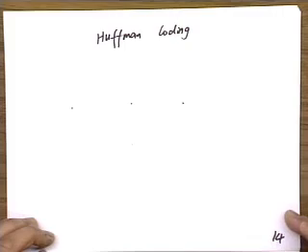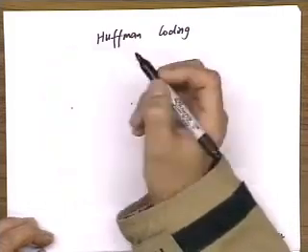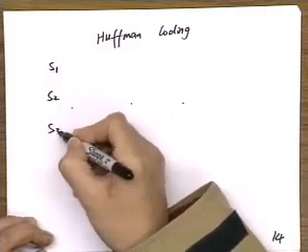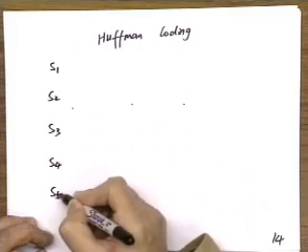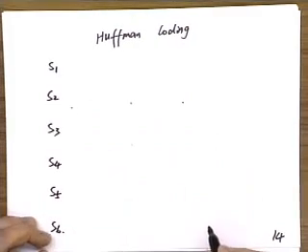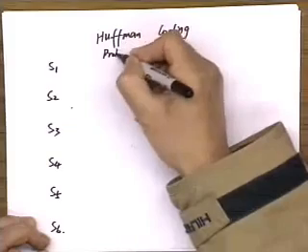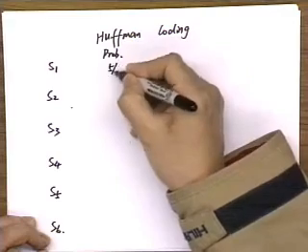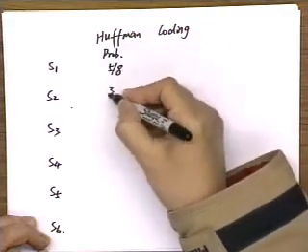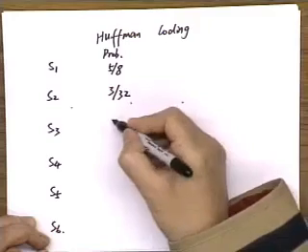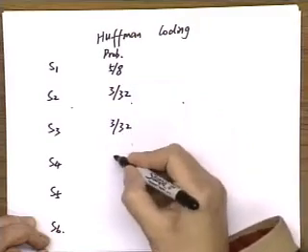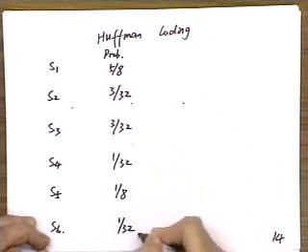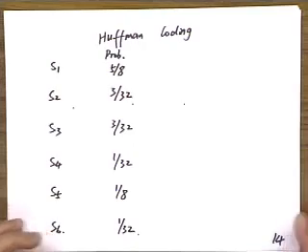Here we have 6 symbols, S1, S2, S3, S4, S5, S6, and each symbol has a probability to appear. For the first symbol, it has 5/8, and the second symbol 3/32. The next 3/32, 1/8, and 1/32. Using Huffman coding, it builds a tree.